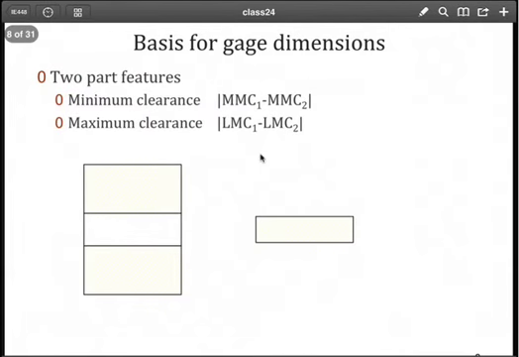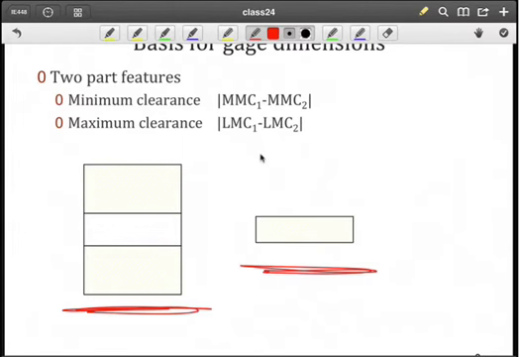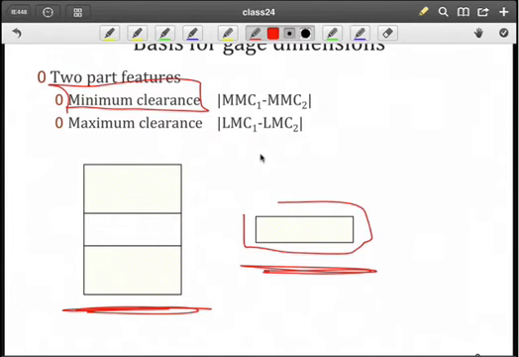So here's the basis for the gauge dimensions. As you can see, I've got a part on the left with an internal feature, and then I've got a part here that's going to be assembled to that part. We said before that the minimum clearance is based on the MMC for the two parts, so that if I'm going to have clearance around this surface, this difference here has to be positive. In other words, here's my part 1, here's my part 2. The MMC dimension for part 1 has to be larger than part 2, otherwise we're going to have a force fit.